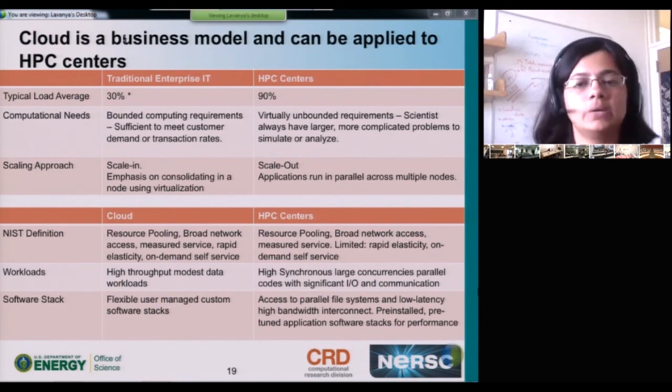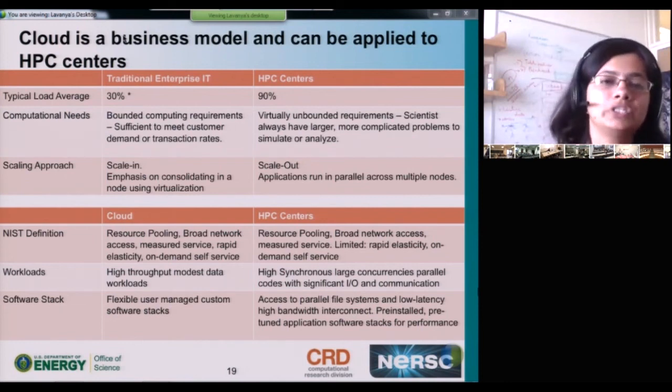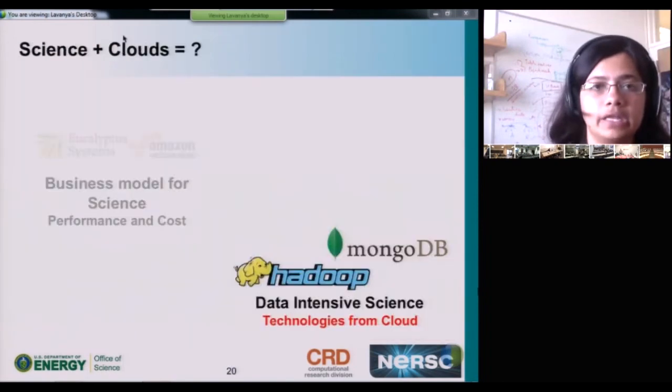So I think that's a key takeaway: cloud, as the commercial sector talks about it, is really not an out-of-box solution that scientists can just go pick up and use. There's a significant learning curve there.